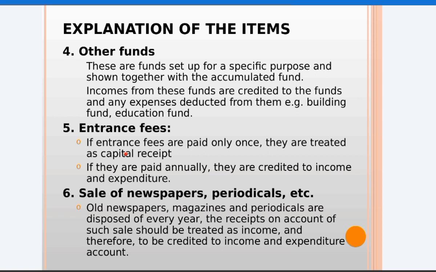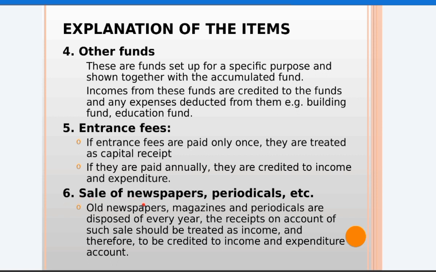So we are saying if it is a one-off kind of receipt, then it should be treated as capital and therefore treated together with the accumulated fund. But if they are paid annually, they are received every year, then you should report them as income and therefore it will be part of the incomes in the income and expenditure account.